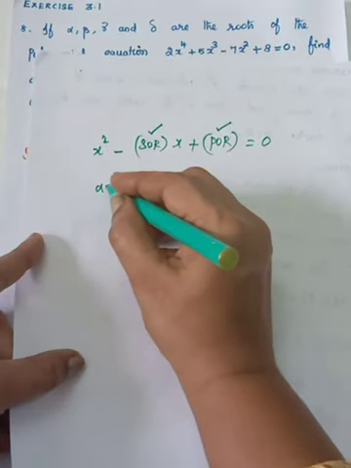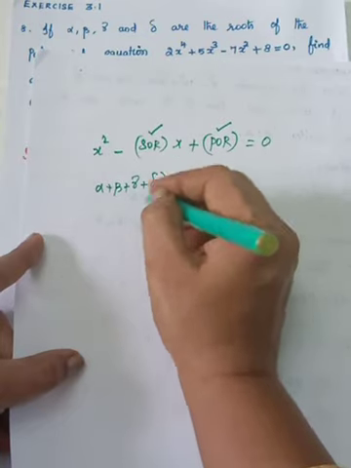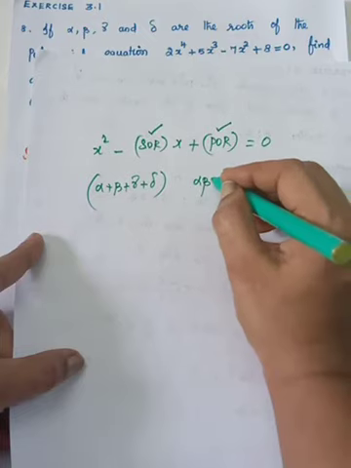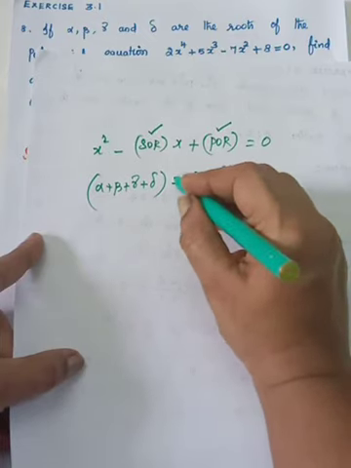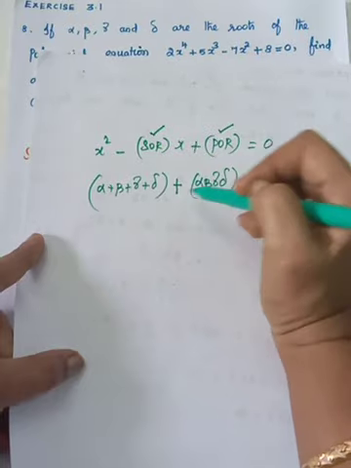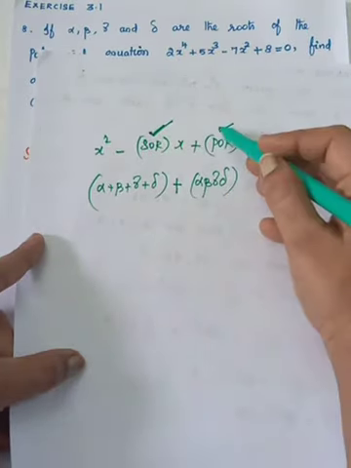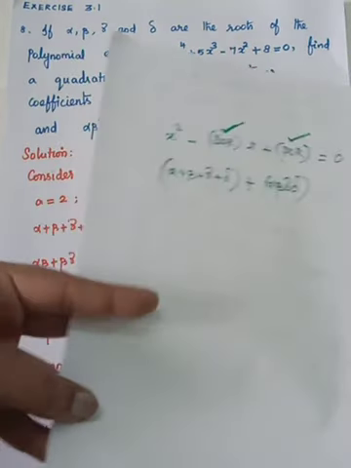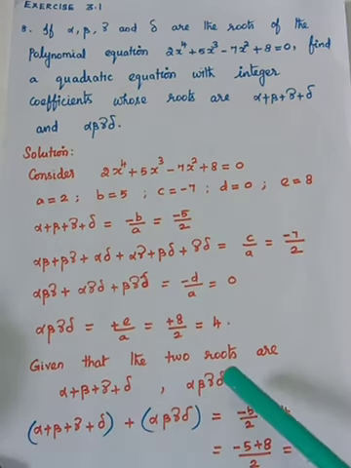What are the roots? Our first root is alpha plus beta plus gamma plus delta. This is the first root. And the second root is what? Alpha beta gamma delta. This is the second root. So first you have to add these two, you will get the sum of the roots. Then if you multiply these two, you will get the product of the roots. Next, you can write the quadratic equation. So the roots I have taken.